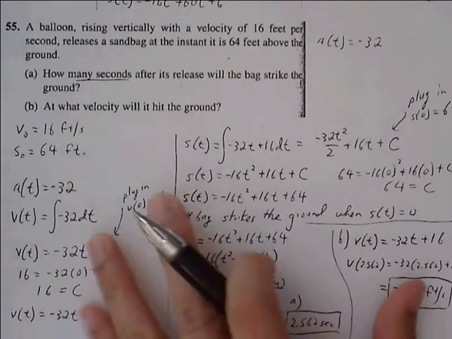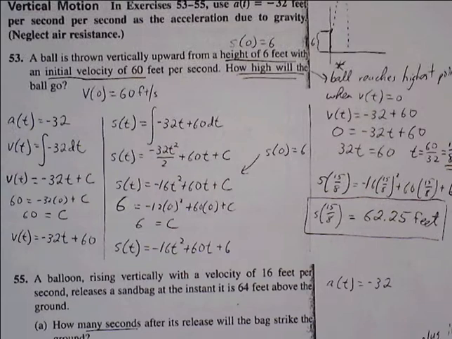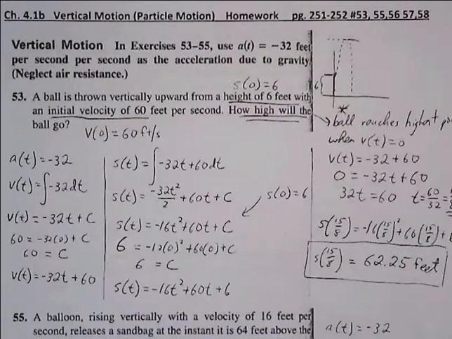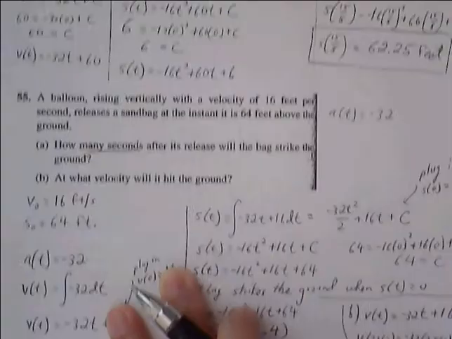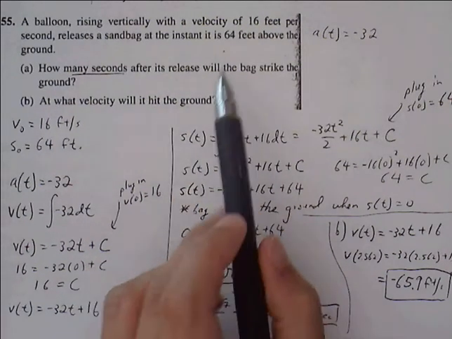Let's continue working through these particle motion problems from 4.1. So we're looking at 55. A balloon is rising vertically with a velocity of 16 feet per second.